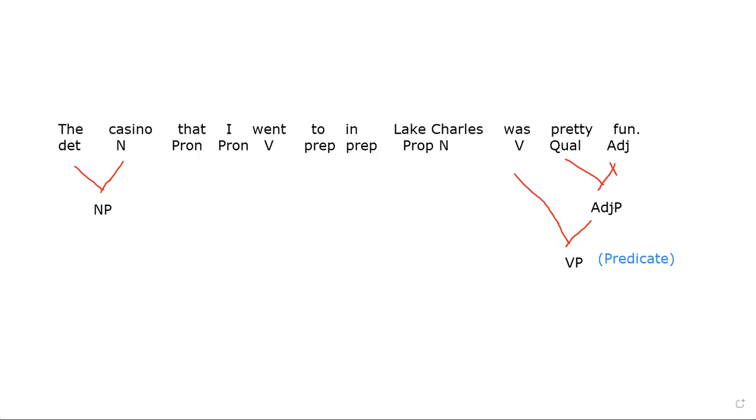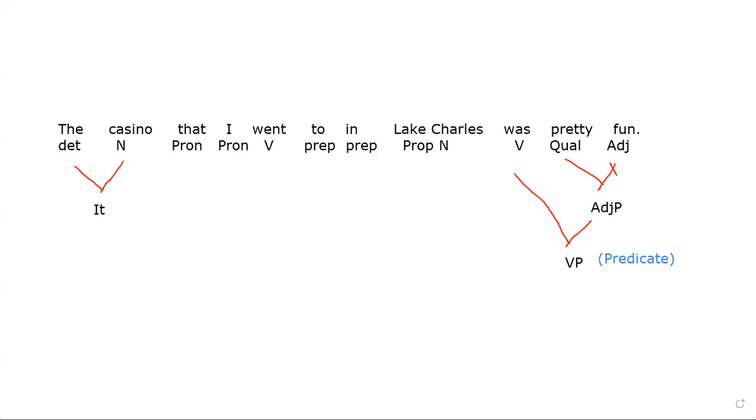But let's do our test, right? A noun phrase can be replaced by a pronoun. So what happens if I replace this noun phrase with a pronoun? In this case, my pronoun would be it, right? The casino, it. "It that I went to in Lake Charles was pretty fun." I don't know about you, but I don't like that sentence at all, right?